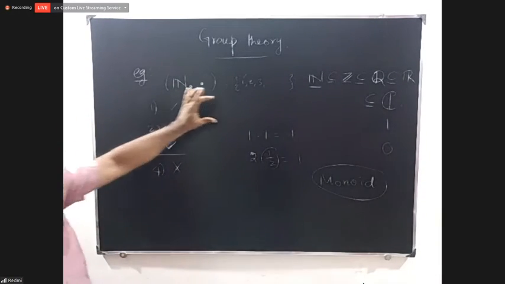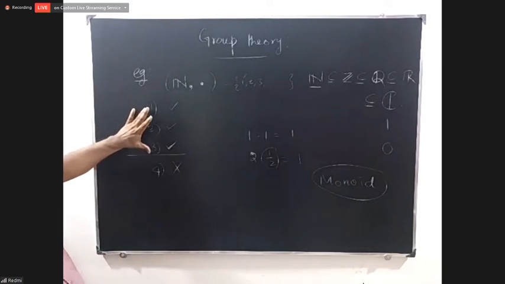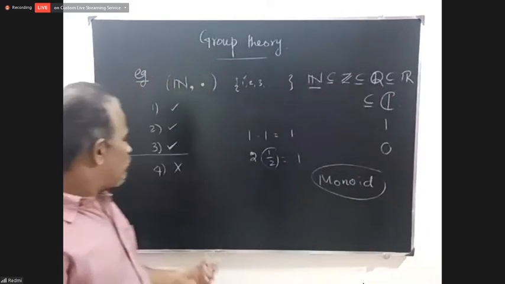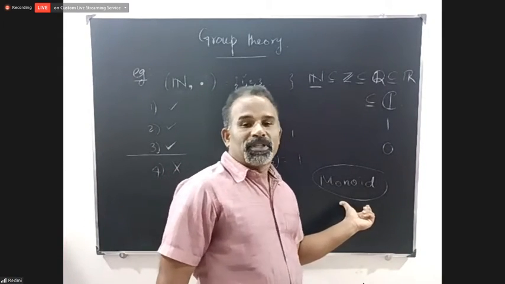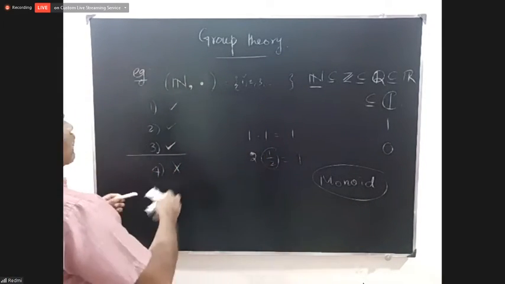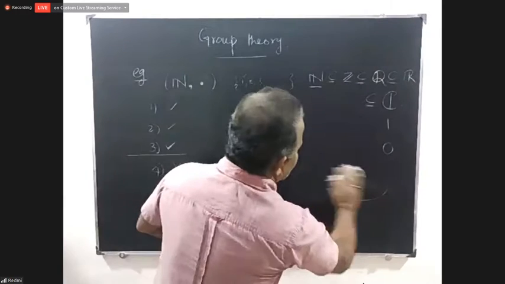The first two conditions give a semi-group. The first three conditions give a monoid. If the fourth one also is satisfied, then it is a group.